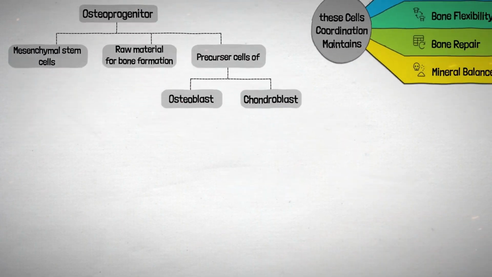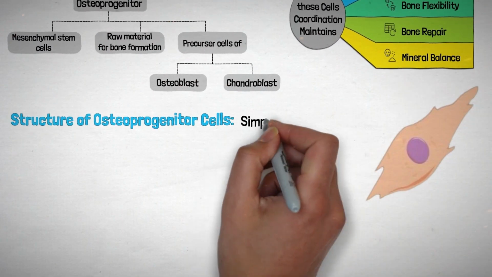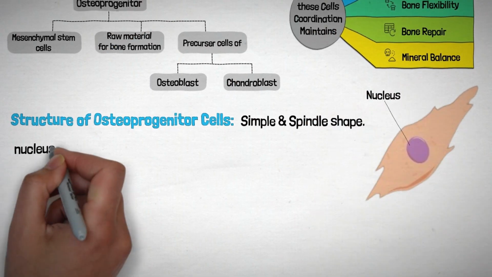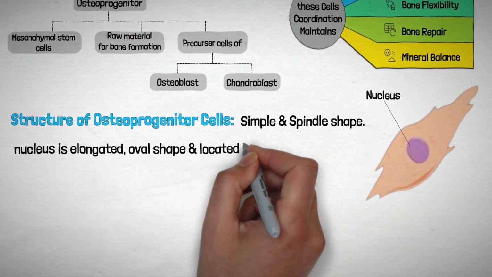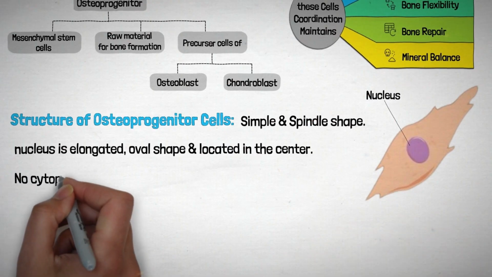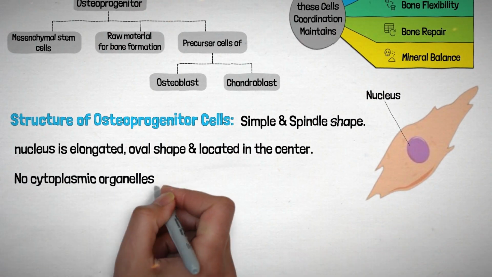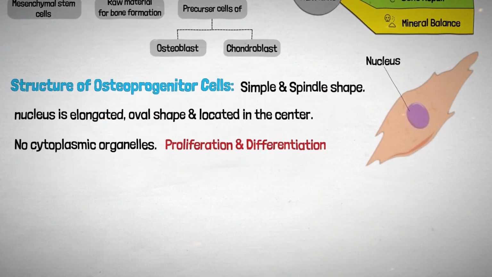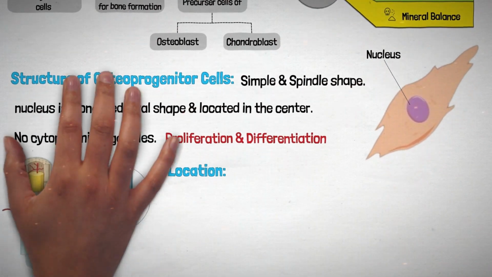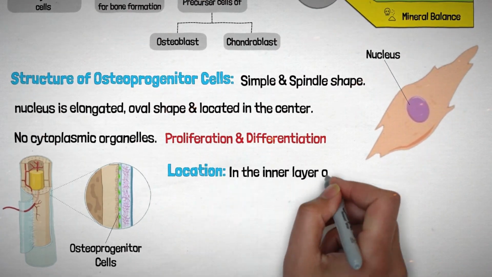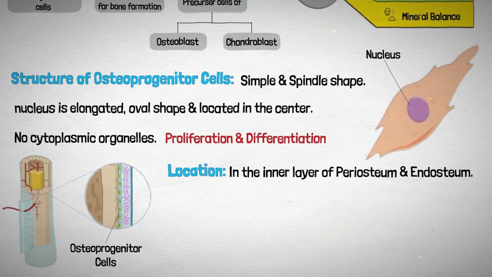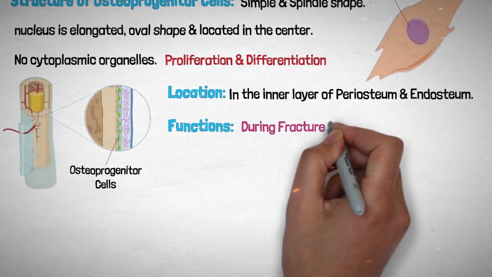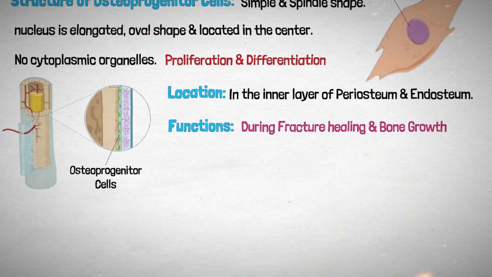Structurally, these cells are very simple and spindle-shaped, much like fibroblasts. Their nucleus is elongated, oval-shaped, and located at the center of the cell. These cells mostly lack cytoplasmic organelles because their main role is just proliferation and differentiation, not heavy matrix synthesis. These cells are present in the inner layer of the periosteum and endosteum, from where they get activated to form new bone.